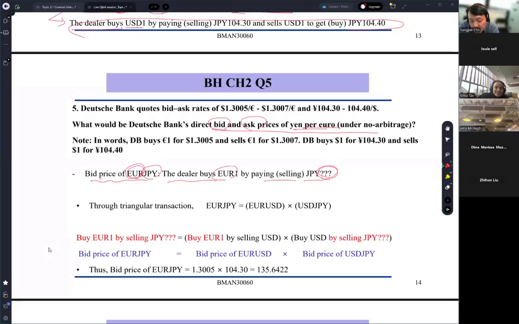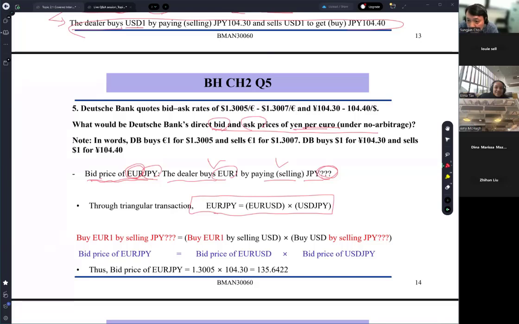And there's a hint. We have to use the cross rate formula. So we're going to use the cross rate formula to come up with a formula explaining how to compute the bid price of EUR/JPY and the ask price of EUR/JPY. In order to do that, we are going to decompose this one transaction.